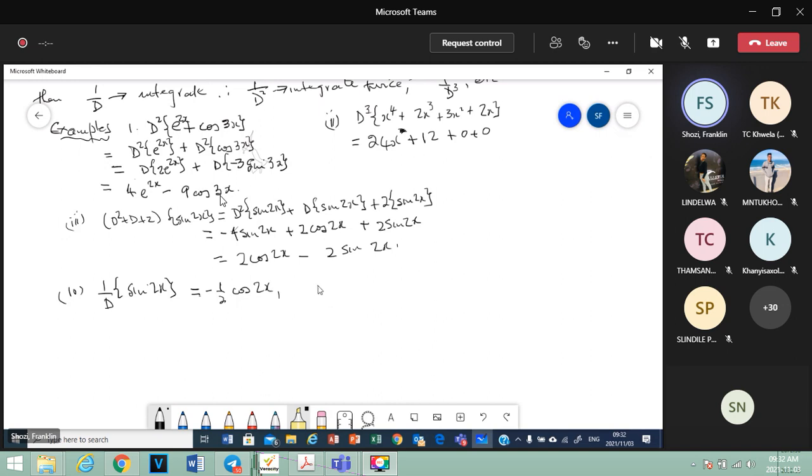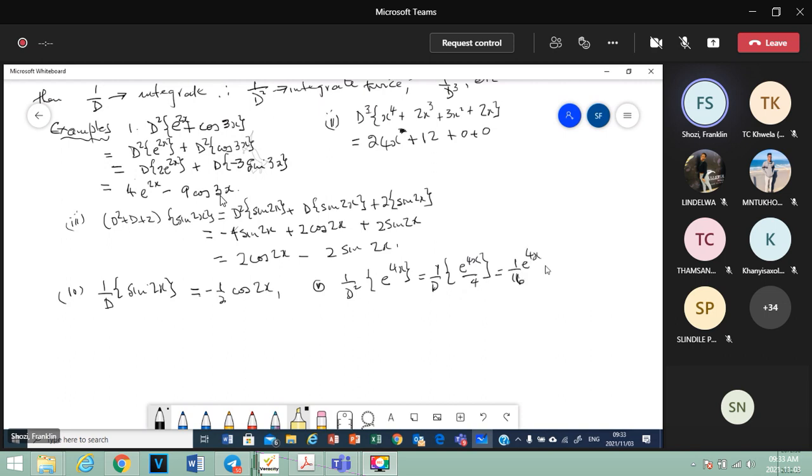What will be number 5? 1 over d squared of e to the power 4x. This means you integrate twice. What is the integral of e to the power 4x? In other words, you can write this as 1 over d, then integrate for the first time. The integral of e to the power 4x is e to the power 4x over 4. Once more, integrate that one. I'll get another 4 coming out. That will be 1 over 16, sorry, e to the power 4x over 16.